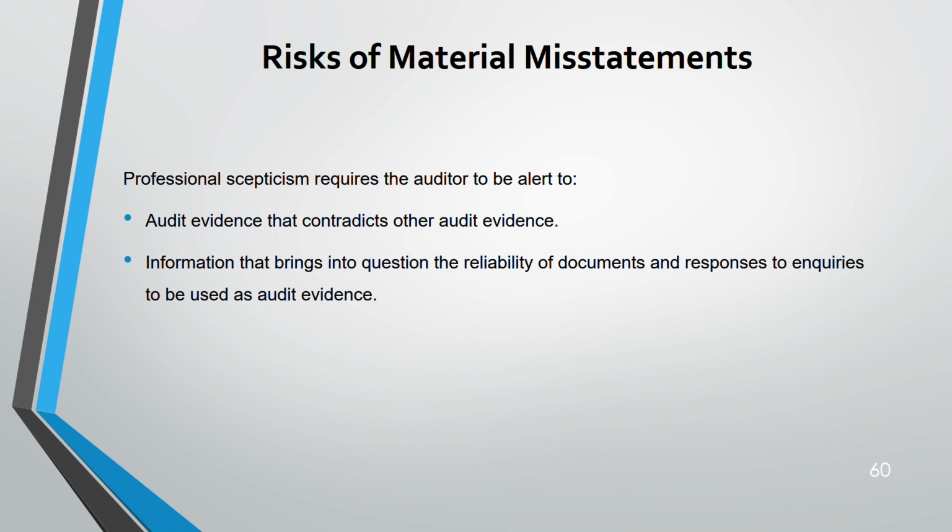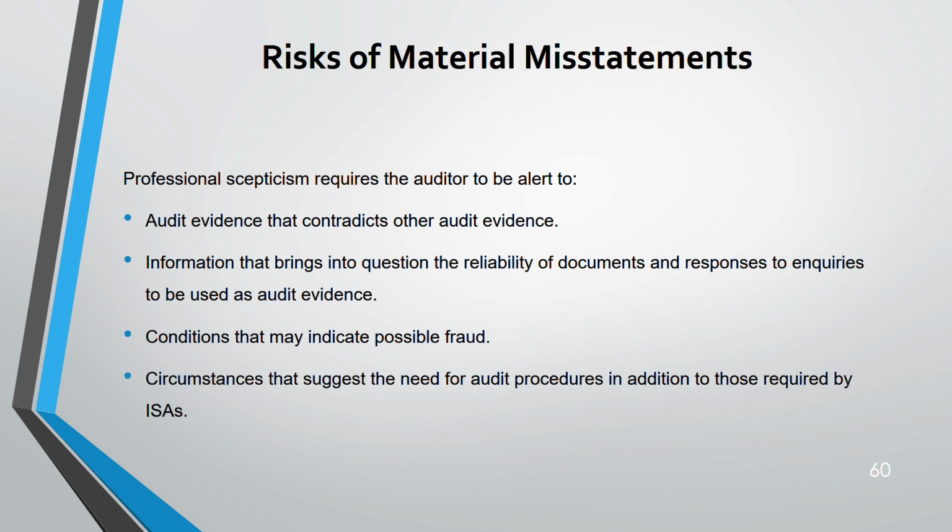Second, information that brings question about the reliability of the document. And also responses to inquiries to be used as audit evidence. Sometimes you might inquire of your management, your client, and the response that you get might be questionable, whether you can use it as audit evidence or not. So here, professional skepticism is required. Third, an auditor needs to be alert to conditions that can indicate possible fraud, and circumstances that suggest the need for new audit procedures in addition to those required by ISA, that is, International Standards on Auditing.